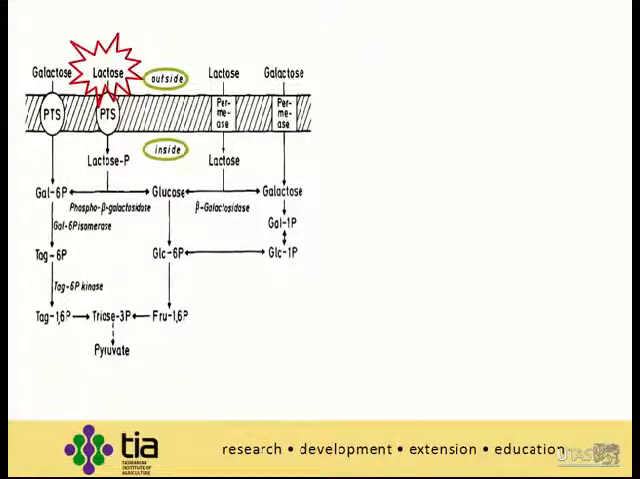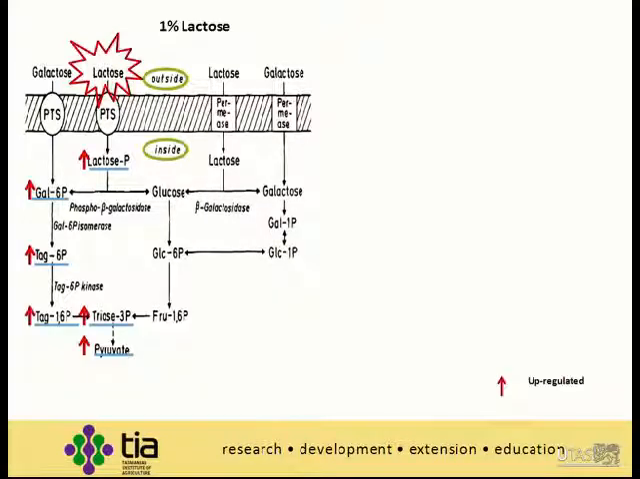The picture here shows outside the bacteria and inside the bacteria. When lactose is present in the media, there is a special receptor on the cell wall of the bacteria called the phosphotransferase system, which phosphorylates the lactose and makes lactose phosphate, and by a special enzyme like phospho-beta-galactosidase it is transferred to galactose phosphate, and then we end with pyruvate. Then from pyruvate they make lactic acid or different end products.